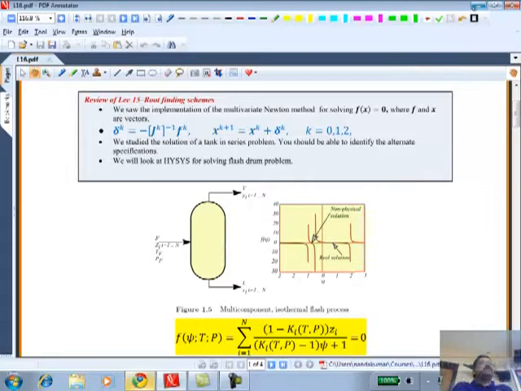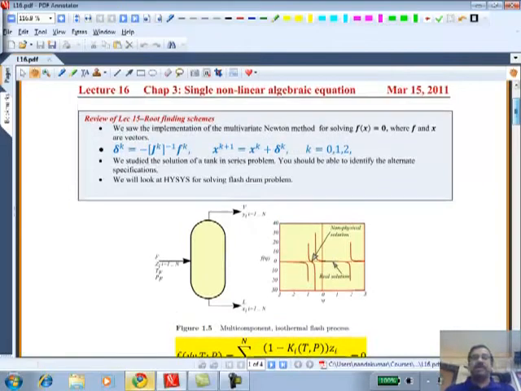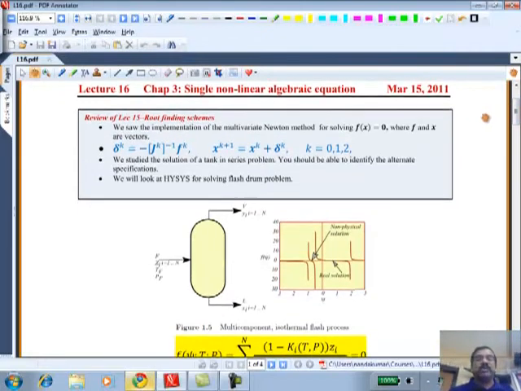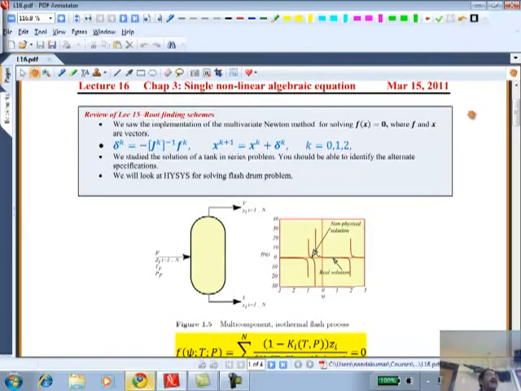We have been spending quite a bit of time solving nonlinear algebraic equations. Okay, that is the bread and butter of... Do you have a question? What chapter? We are still in the last part of chapter 3. What I'm going to do today is not in the book because it is HYSYS. But what I want you to appreciate is the link between what we have done so far and how it is implemented in HYSYS.